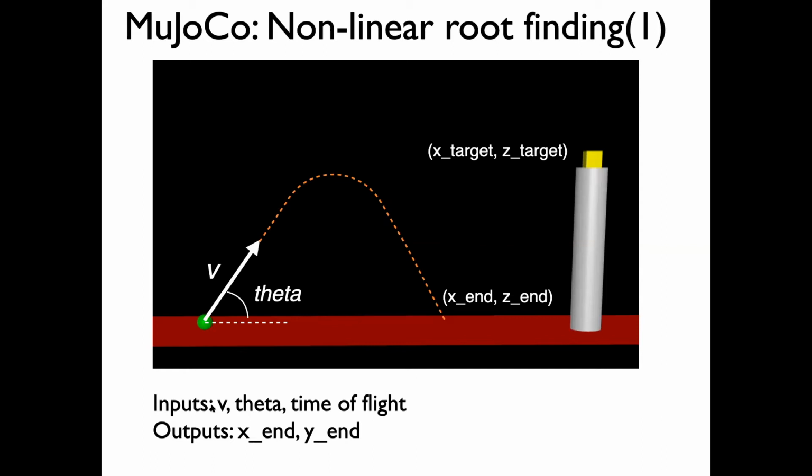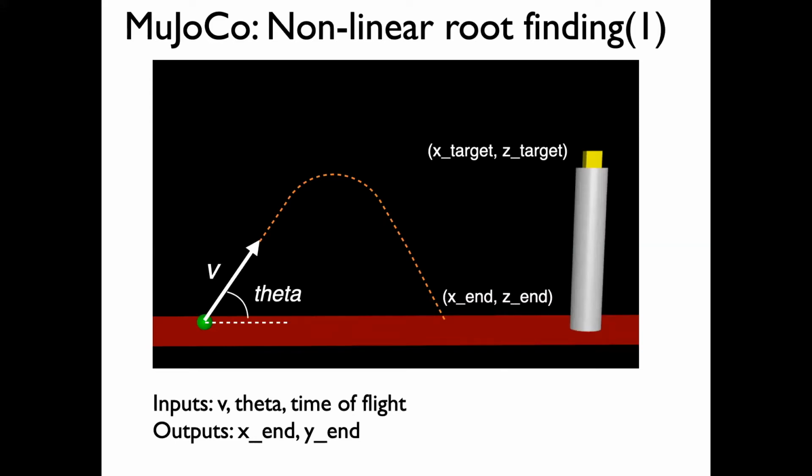So the inputs in this case are going to be v, theta, and the third one, which people sometimes don't put in the optimization, but I think makes it much easier, is the time of flight. Even though time of flight just depends on v and theta and the location of the target, including it in this particular example actually makes the optimization easier to solve. So those are my inputs, and the outputs are going to be the end position of the projectile after that time of flight, so x and z.